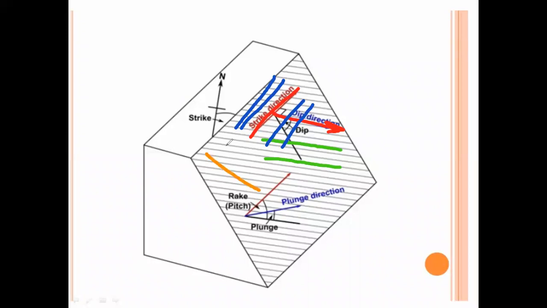Suppose the joints are formed in this direction, which is not parallel to the strike and dip direction. That's why these orange joints are considered oblique joints. Okay, so these three main types are there: strike, dip, and oblique joints.